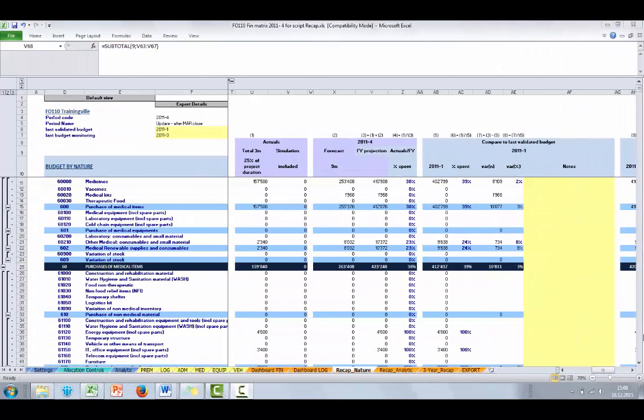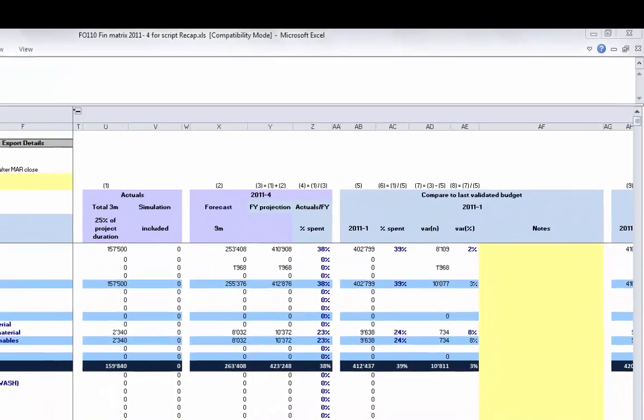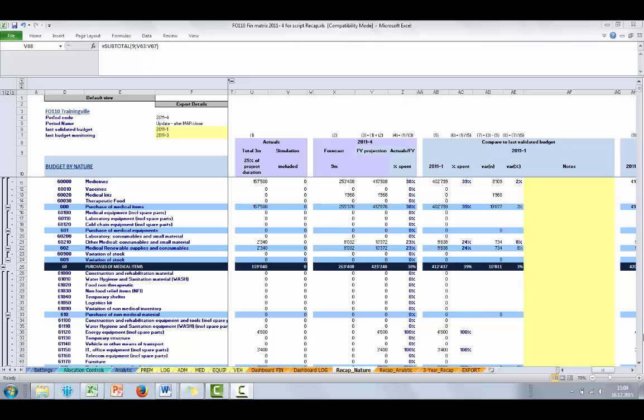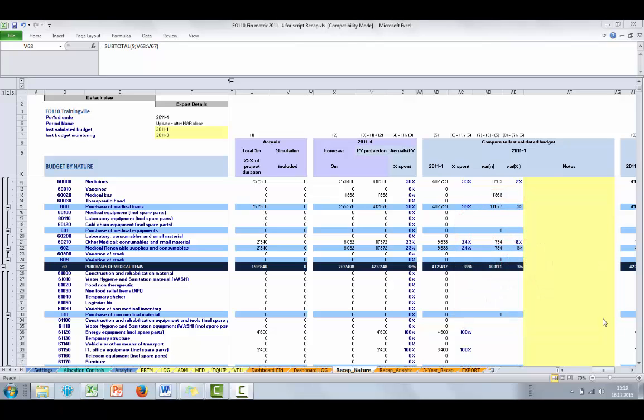Let's take some examples. For the account 60,000 medicines, we can see a variation of more than 5,000 Swiss francs, but less than 10%. So this variation is worth noticing, but we are not obliged to write down a comment about it. For the account 60,020 medical kit, we can notice a variation that is less than 5,000 Swiss francs, but there is no percentage. It doesn't mean that there is no variation, but it means that the initial budget did not include some spending about this particular account.